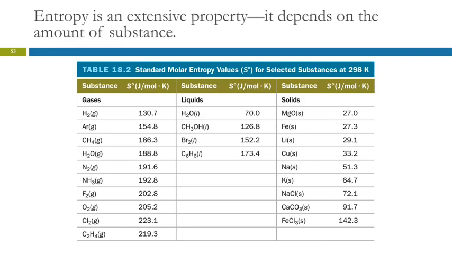So entropy is a state property, a state function. It is also an extensive property. It depends on how much substance there is. So we've got a table here, standard molar entropy values for selected substances. So hydrogen gas, argon gas, all these different things. Here we've got gases. The units are joules per mole Kelvin. Here we've got some liquids and some solids. So we can look those things up.